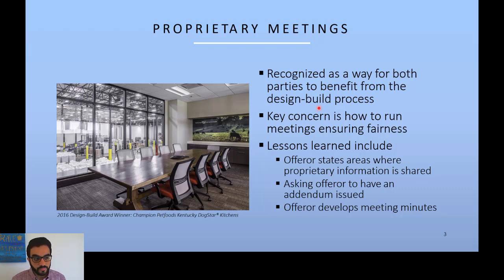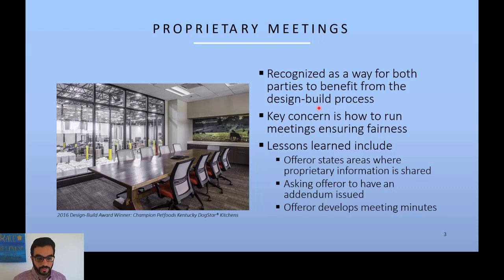It's one of the best practices of DBIA to hold proprietary meetings with different proposers and design build teams who are competing in the RFP phase. It's a way to benefit both the owner and the design builder to be on the same page, so the design builder knows exactly what the owner wants and gets more direct input on their design solutions. The key concern here is about fairness.